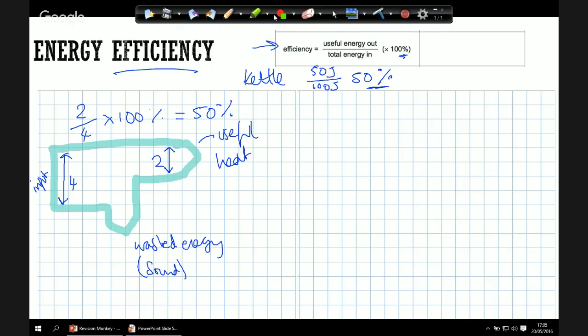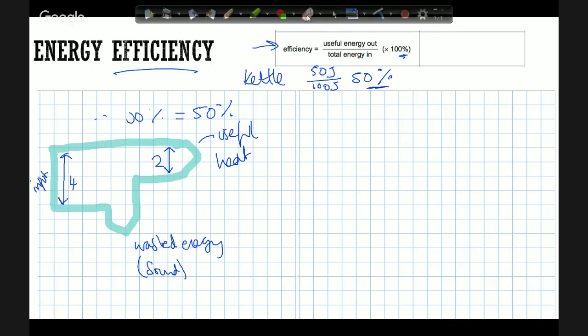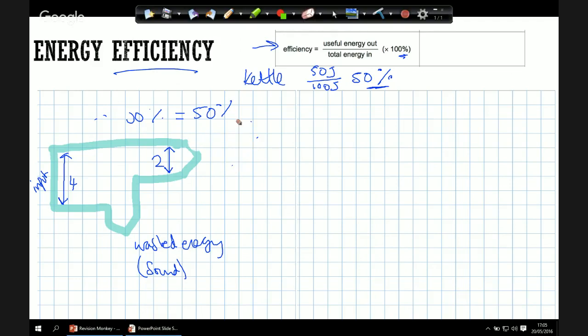Or you might see it where there are numbers on as well. For example, on this diagram, rather than doing it without numbers, with just squares, you could have numbers. We could have an input energy of 100 joules and a useful output of 50 joules, and they might give you the numbers. In that case, you would do 50 divided by 100 times 100, and that will get you 50%.